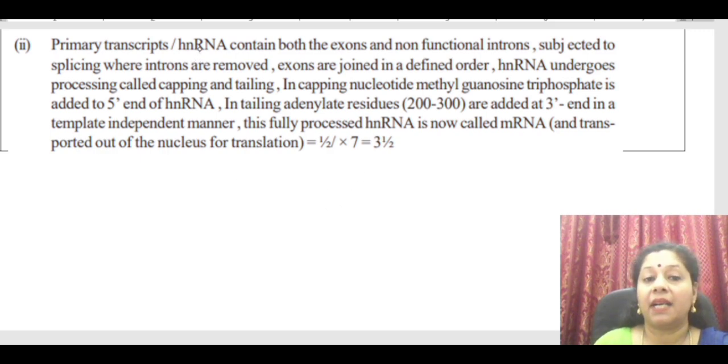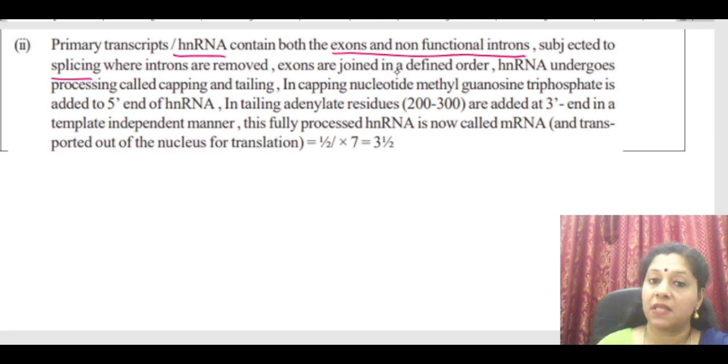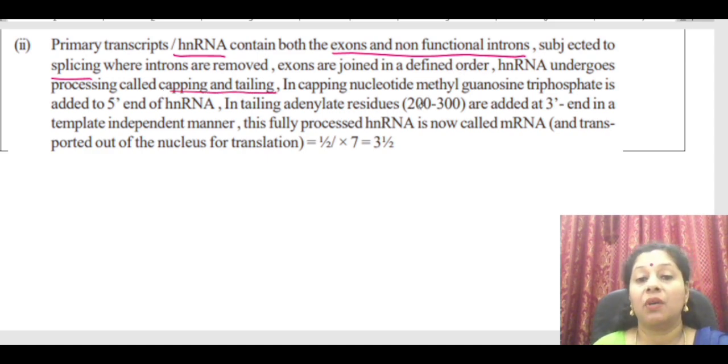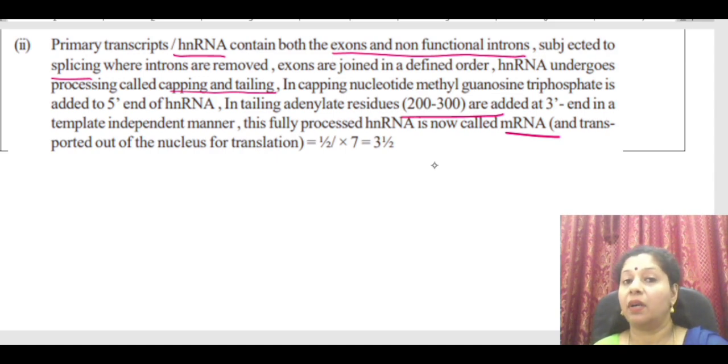That is, the primary transcript is called hnRNA. It contains both the exons and non-functional introns, and is subjected to splicing, where introns are removed and exons are joined in a defined order. hnRNA undergoes processing called capping and tailing. In capping, a nucleotide, that is methyl GTP, is added to the 5' end, and in tailing, adenylate residues are added at the 3' end in a template independent manner. This fully processed hnRNA is now called a mRNA and will be transported out of the nucleus for translation.